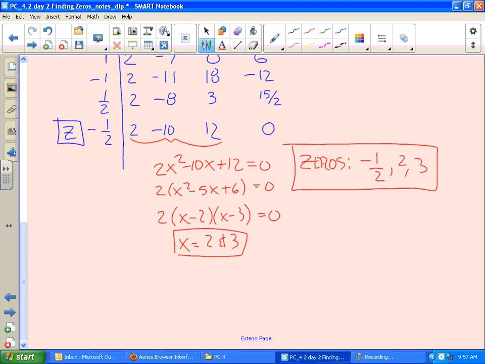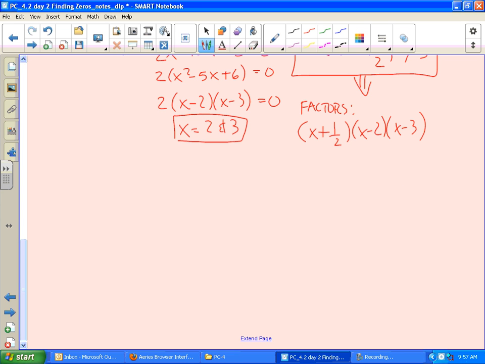Okay, now, I could also take this and, let's say the problem didn't ask us for the zeros, but said, what is the factored form, or the linear factors. Now I've got those as well. From the zeros, remember you can create factors. So our factors would be x plus 1/2, x minus 2, x minus 3, and then again that plus 1/2, we're going to write it as 2x plus 1.